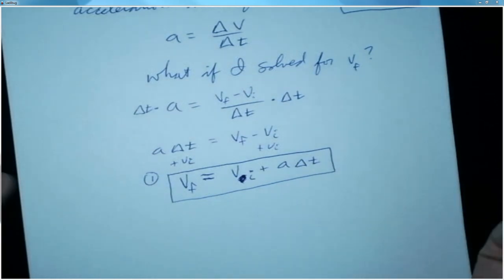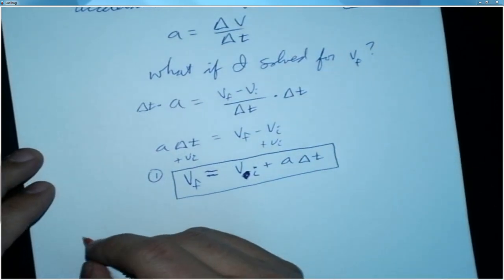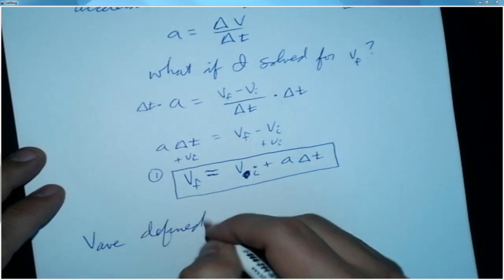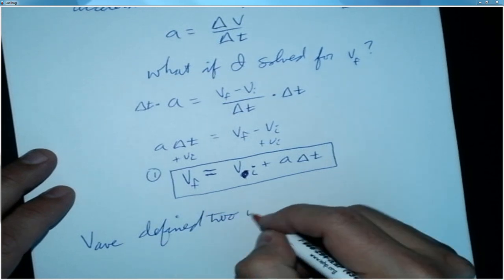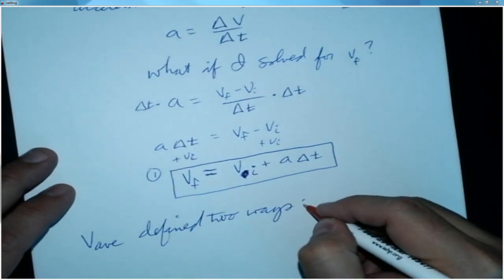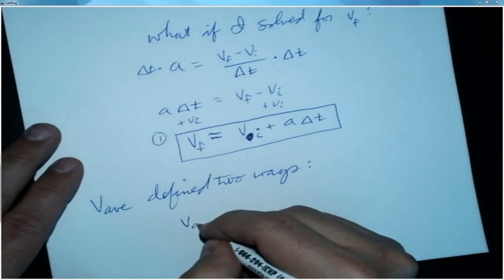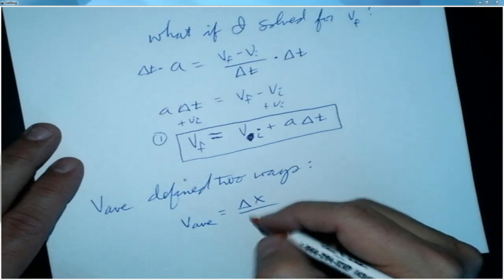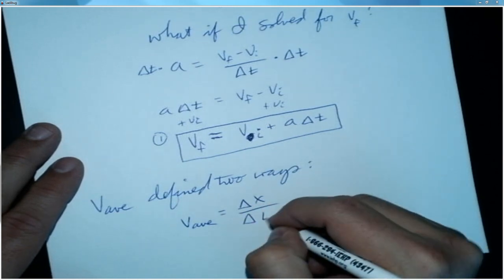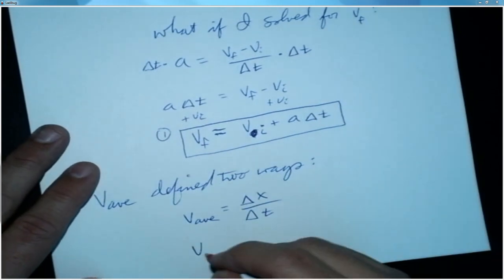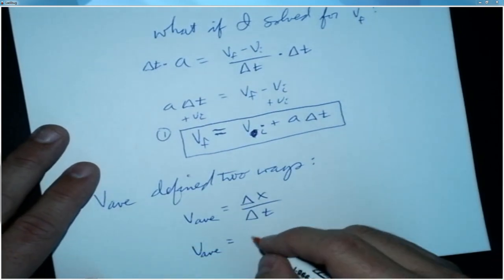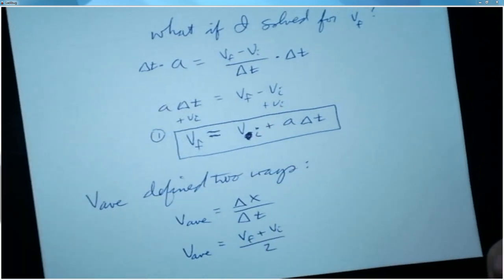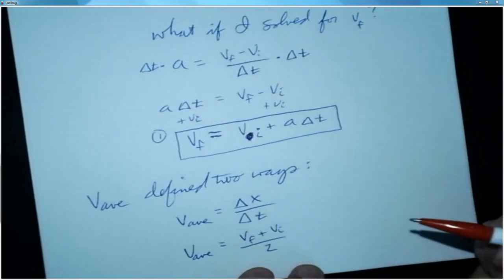All right, for my next magic trick, let's talk about average velocity. So your average velocity is defined two ways. Those two ways are, they can be defined as the change in the distance over the change in the time. But the average can also be defined as VF plus VI over 2. So I add up my two velocities and divide them by 2.